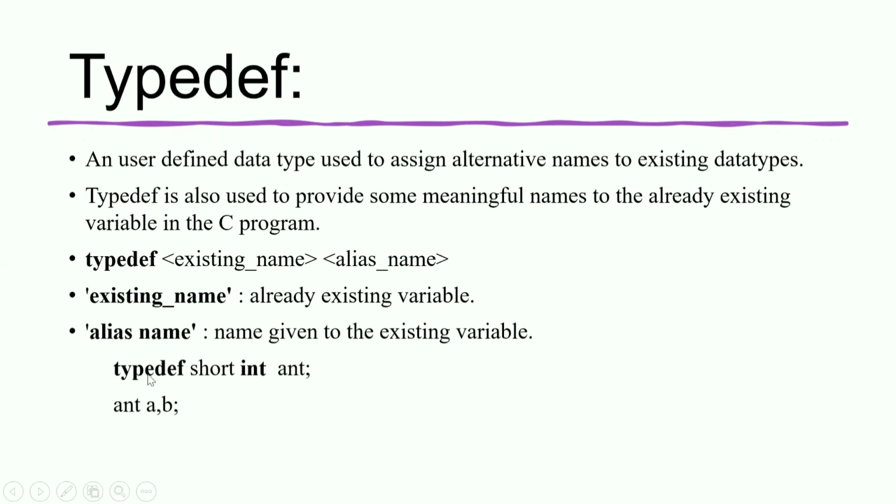And here is an example, typedef short int and. So short int is given an alternative name as and. So we can declare the variables using and. So here we declared A and B using and word. So what does this A and B refer to? Short int. So we can assign alternative names using typedef keyword.